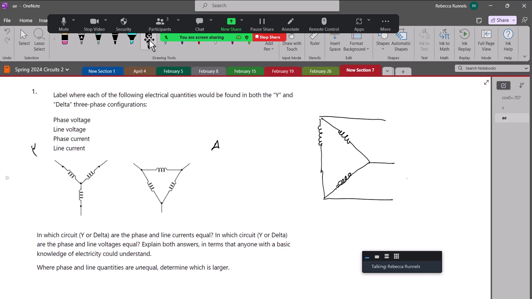I can call this phase A, phase B, phase C, and if I wanted to talk about V phase, V phase is the voltage across one of these inductors here, and V line is the voltage between lines, and I line is the current through one of those lines.